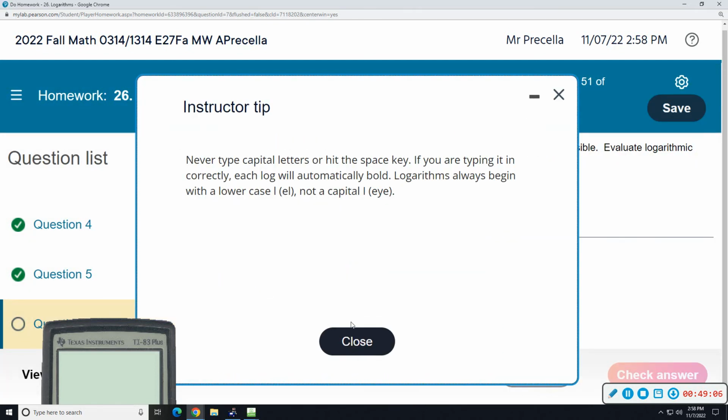Okay. At this point, I have instructor tips, because when you have to start typing these in, never type capital letters or hit the space key. If you're typing it correctly, each log will automatically bold. Sometimes students email me and say, how do I make it bold? They're using a capital I, not a lowercase l. If it doesn't bold, then you're not typing it correctly. Logarithms always begin with a lowercase l, not a capital I. Notice that you have to have really sharp eyes to tell the difference between this lowercase l and a capital I.